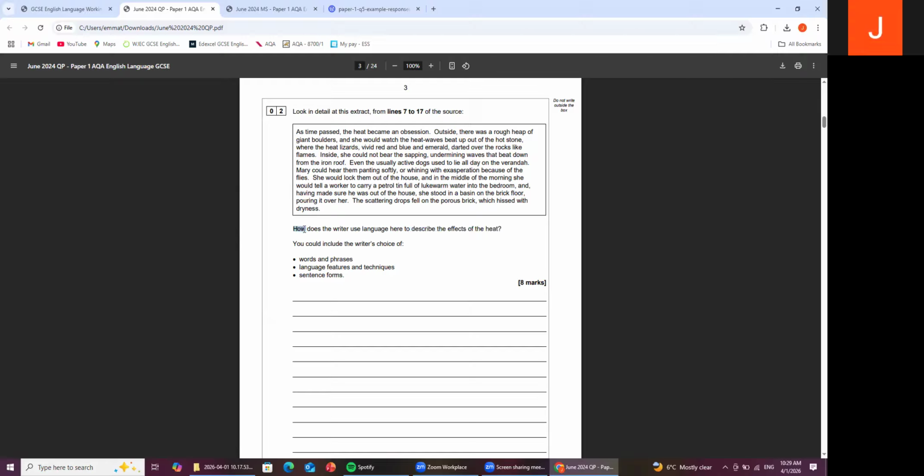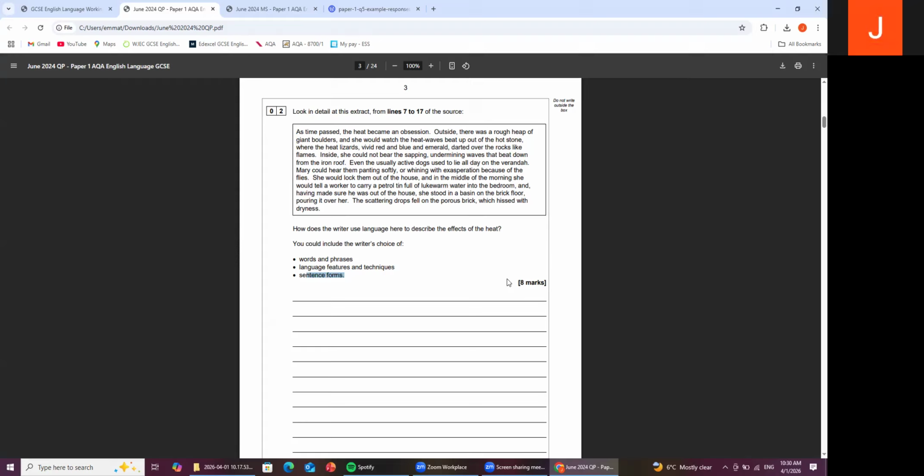Highlight how to think about, right, what's the effect? What are my initial impressions? The word choices. And then this is the focus here. Highlight this, describe the effects of the heat. So that is our focus there. You could include the writer's choice of words in phrases. Could basically means you should. This is what you need to do. It's a bit of a non-negotiable really, although it is worded as an optional, it is a non-negotiable in my view. So words and phrases, language features and techniques, and sentence forms.